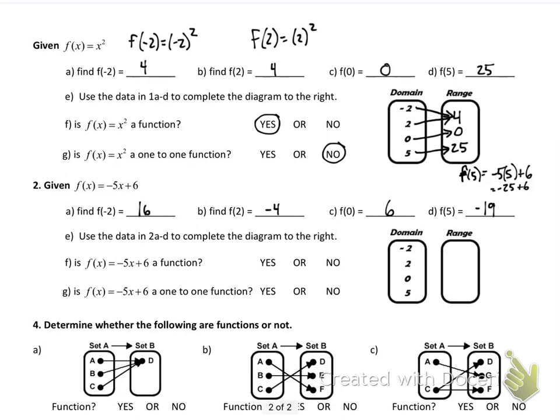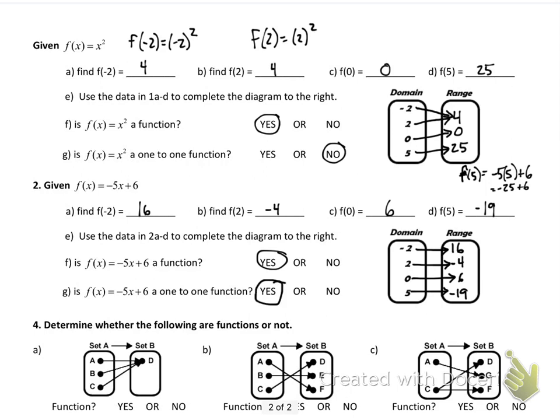Let's look at the domain and range. Let's write down all of our outputs. We had 16, negative 4, 6, and negative 19. Draw your arrows from each input to their output. Okay, so we got our puddle diagram finished up. Is this a function? Yes, it is. Is it a one-to-one function? Yes.